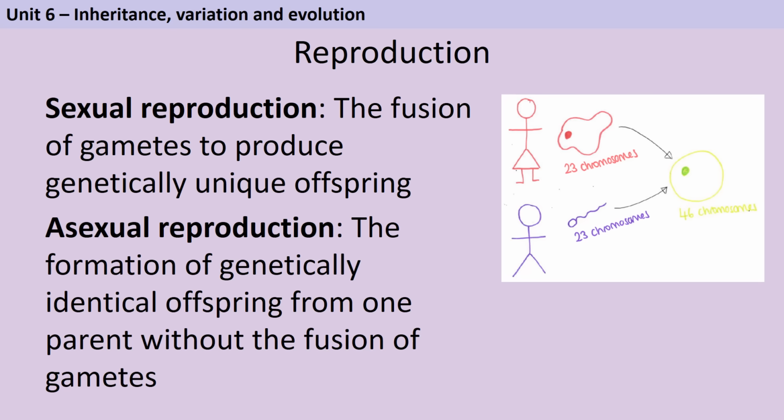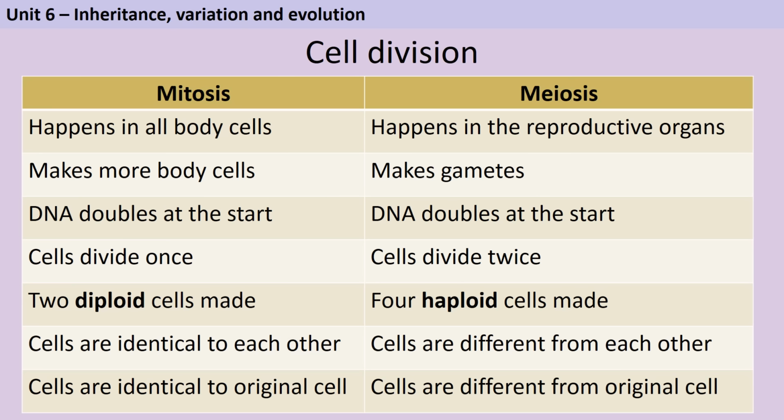And there's still going to be variation because those gametes are going to have slightly different combinations of alleles in them. So sexual reproduction is going to produce offspring which are different to each other and different to the parents. Asexual reproduction is going to produce clones, or genetically identical individuals, and so there aren't any gametes involved.